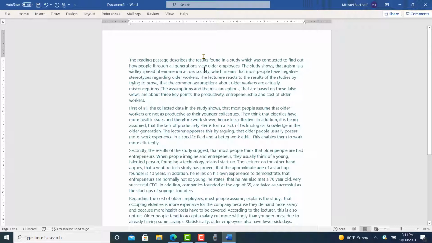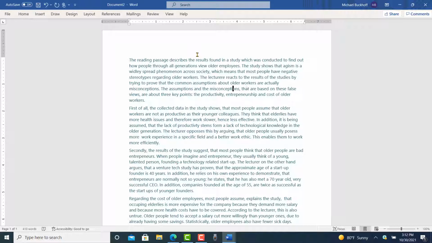But what's bothering me is you're putting a comma after your verb and before a noun clause. You don't want to do that. So this study shows, right, there's no comma needed, that agism is a widely spread phenomenon across society. And then we have the lecturer reacts to the results of the studies by trying to prove, again, there's no comma needed here, that the common assumptions about older workers are actually misconceptions.